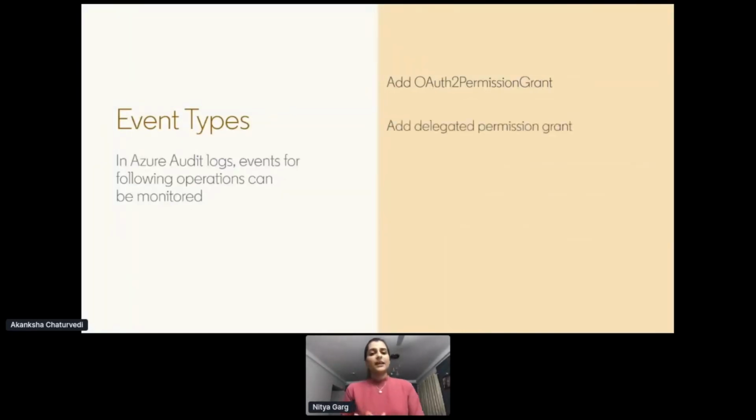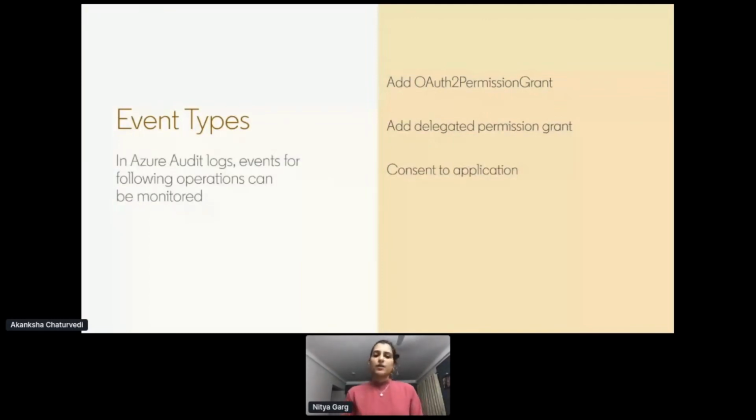Second is add delegated permission grant. This event type is generated on usage of delegated permissions. Delegated permissions are those permissions which are delegated to an application from the authorization of a signed-in user or the resource owner. And third is consent to application. This event type is generated when a user consents or grants permission to an application. These event types can be monitored to look for permissions-related activities performed by applications in your environment.